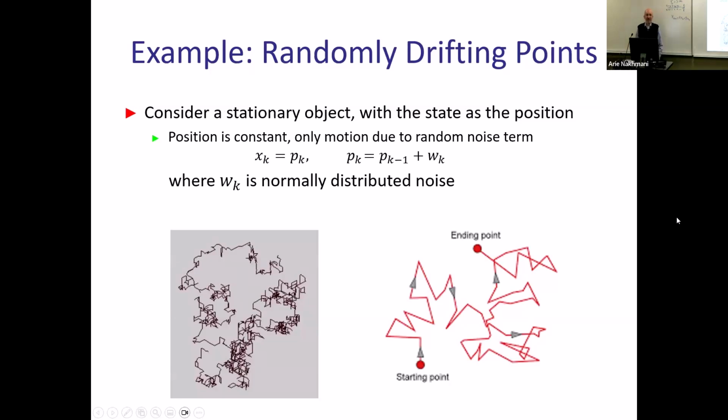Okay, so let's start with the most basic model. This model is called randomly drifting points. It could be in space, it could be on a single line, it could be in any number of dimensions, technically speaking. So, do you know the name of that type of random drifting?